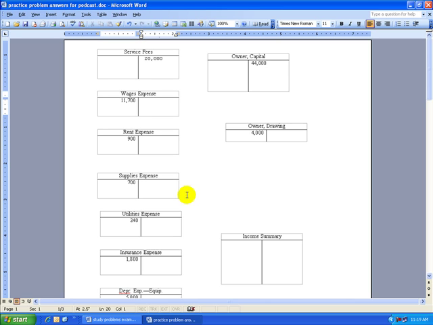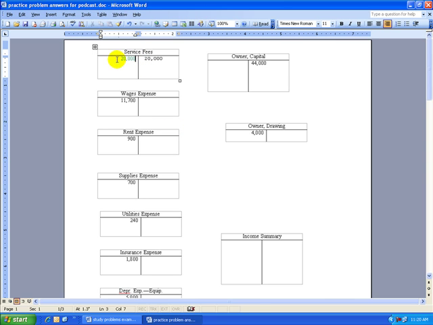Now, let's start the closing process. The first thing that we need to do is close our revenue account to income summary. So, here's our revenue account, service fees, and it has a credit balance of $20,000. To get the account balance to zero, we need to make a corresponding debit for $20,000, which I will show here.